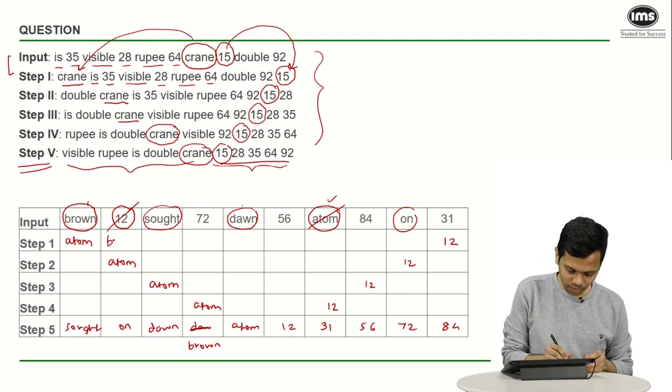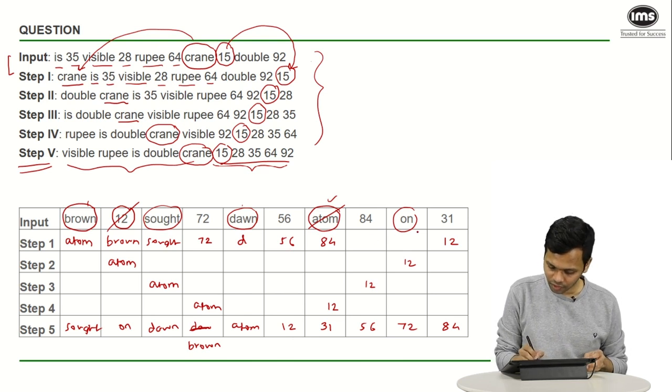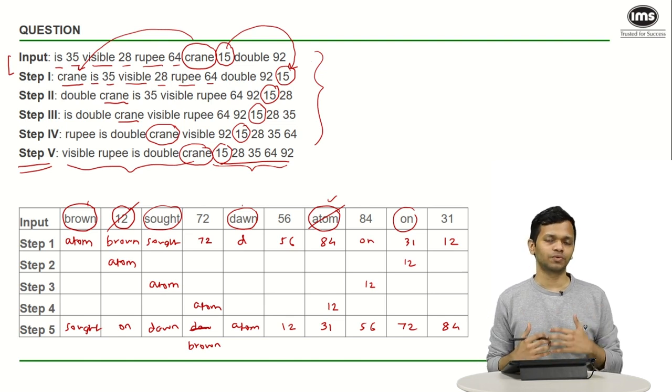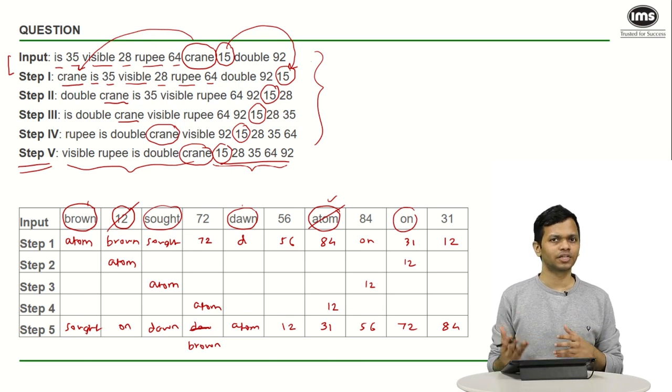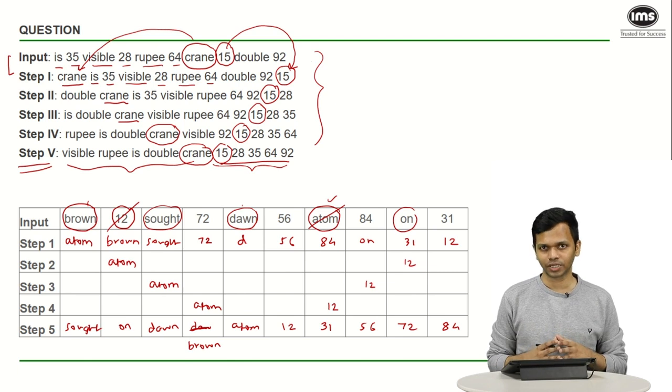So I will write brown, then we are going to have sort, then we will have 72, we will have Dawn, so I am just going to write D this time. We are going to have 56, we will have 84, right? We are going to have, after that we are going to have on, and we are going to have 31. So using this logic, you can write down all the intermediate steps if at all that is required. Otherwise, if you can directly jump to questions and try to answer them, that should also be fine. So what I'm going to show you, of course, is all the intermediate steps on the next slide, and then we'll simply start answering the questions.